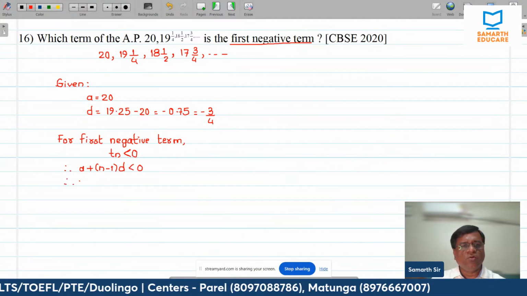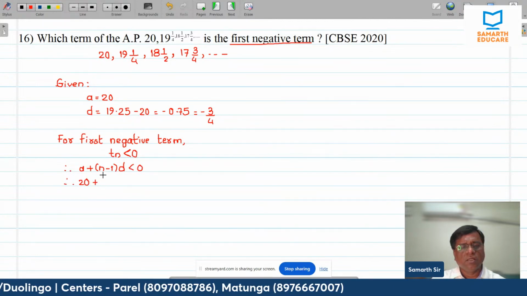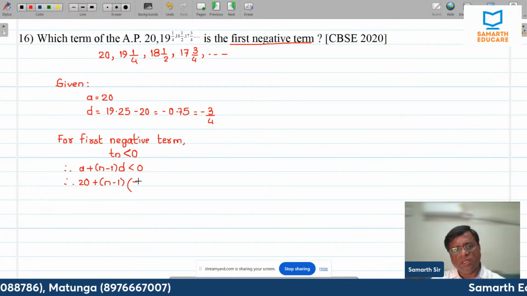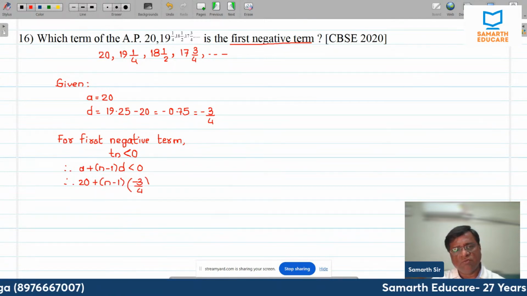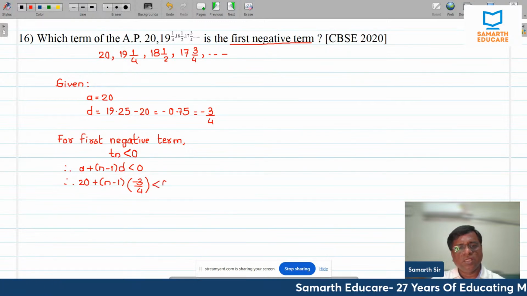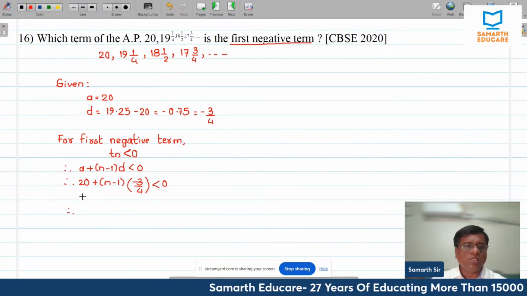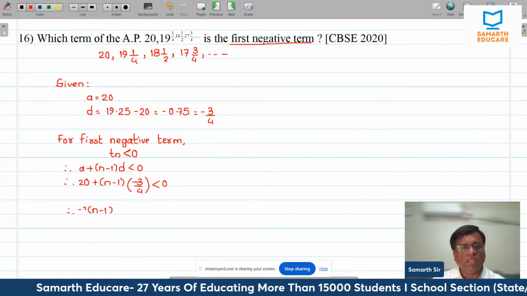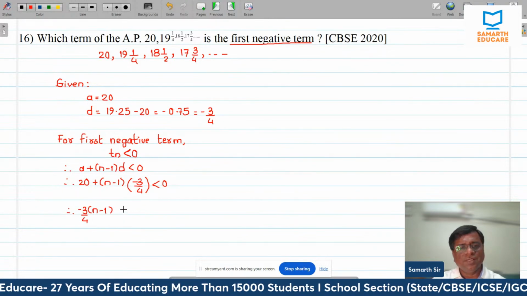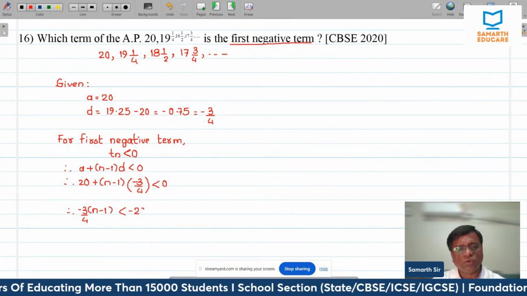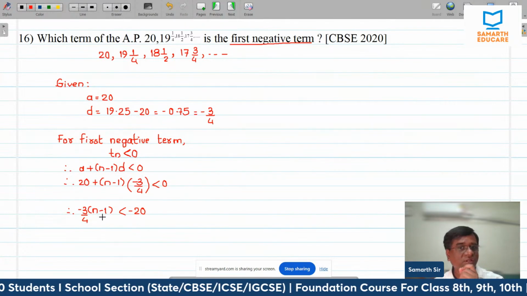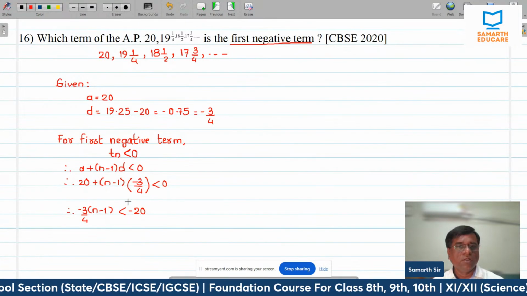As usual, the value of a is 20 plus n minus 1 into d. I can make it minus 3/4, and that is less than 0. So as usual, n minus 1 into minus 3/4 is less than minus 20, right? Now the next step is very important.